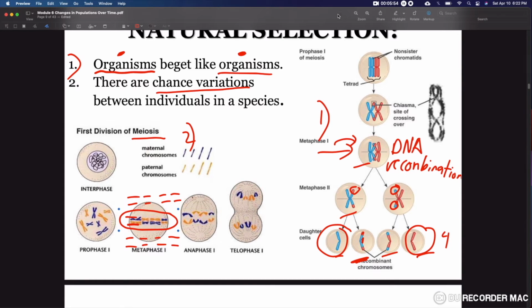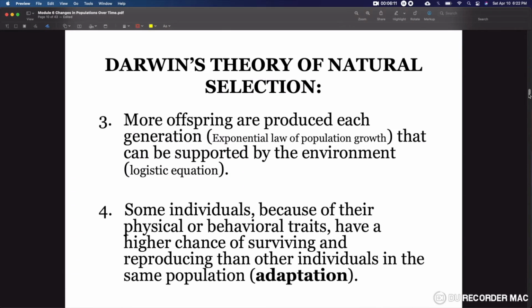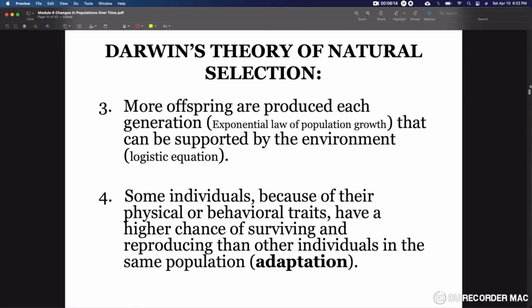That's why we as a species are super varied, because variation is important. We love variation because nature is ever changing, and variation will help us survive that ever changing environment. Aside from that, Darwin also thought that more offspring are produced in each generation. So there is this exponential law of population growth.